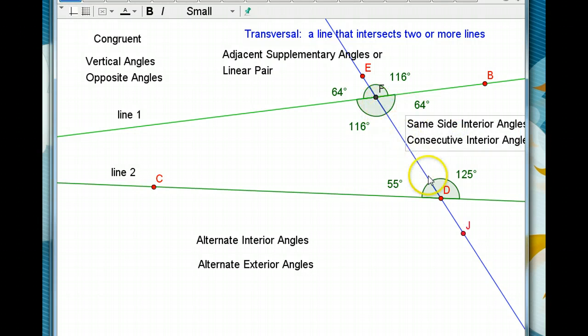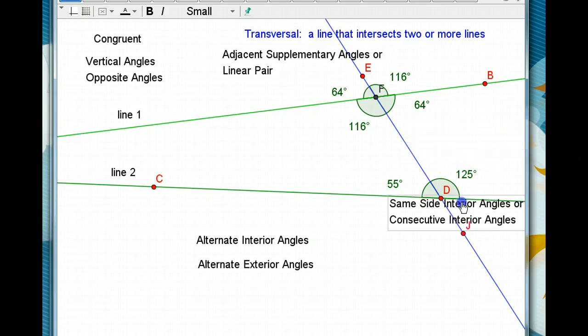They're on the same side of the transversal, and they're also called consecutive interior angles. Are these going to be congruent? In this case, no, it's not.